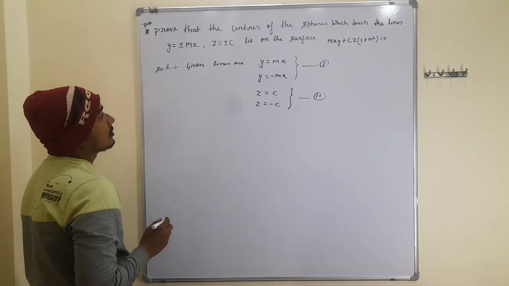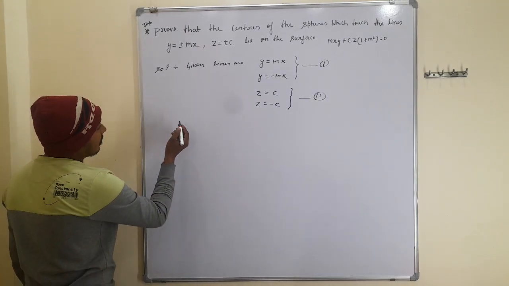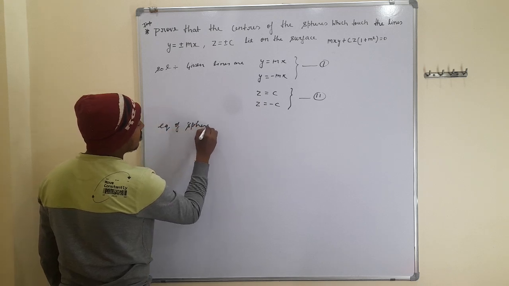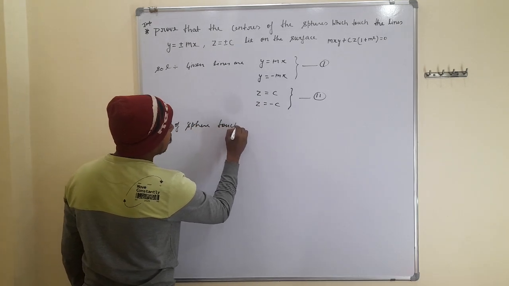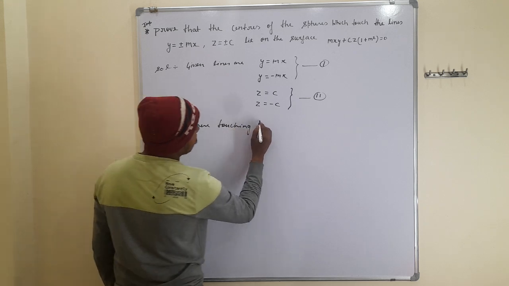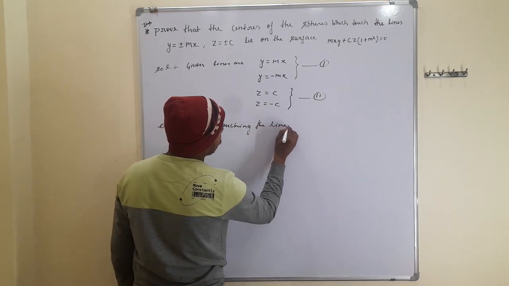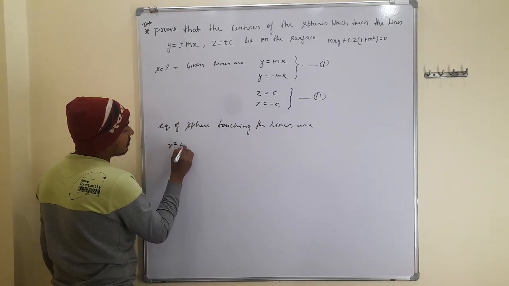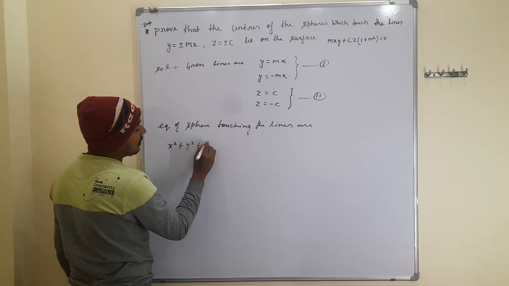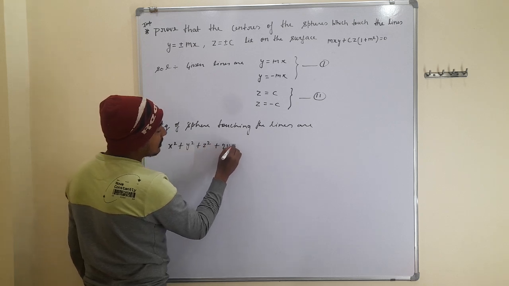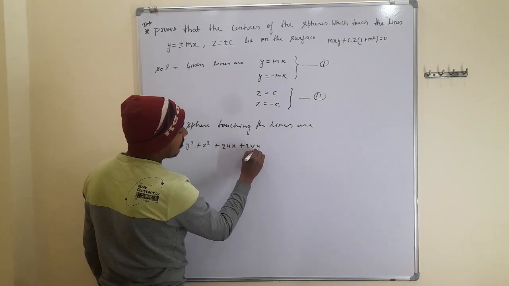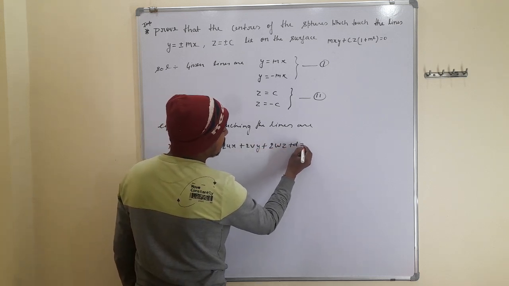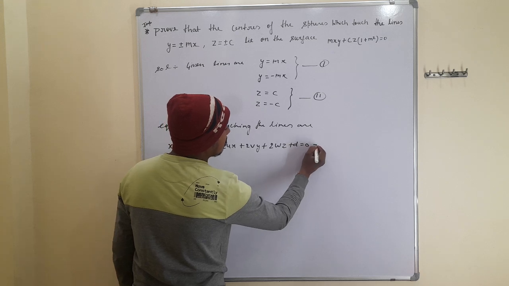And the equation of a sphere touching the lines is x square plus y square plus z square plus 2ux plus 2vy plus 2wz plus d equals 0. Let this be equation third.